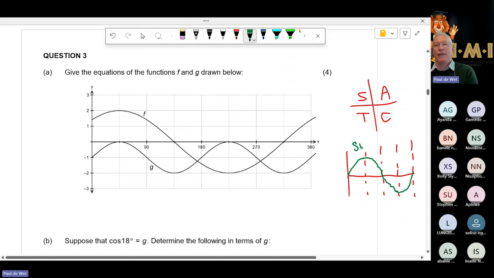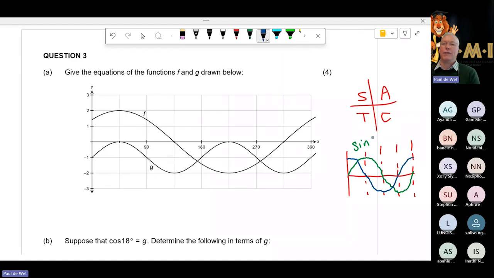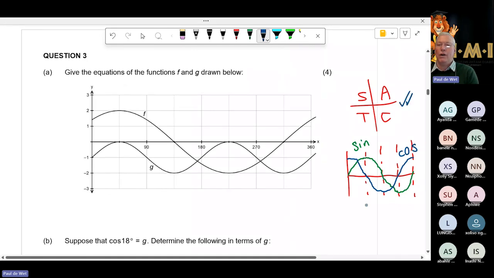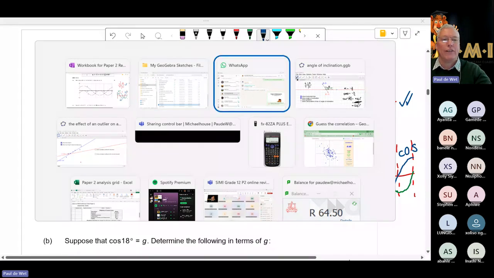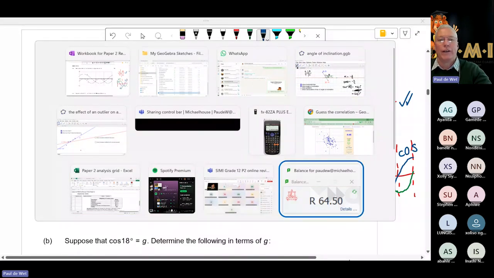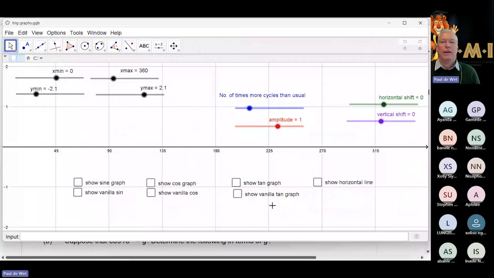This green graph is a sine graph. If I draw with the blue pen a cos graph, does it start off positive or negative? Positive. And then it goes negative. And then in quadrant 3, it is still negative. And in quadrant 4, it's positive. Do you see how this helps you draw these? Okay, right. Now, as we know, there's a whole lot of variations that we can have on our graphs. Okay, I'm just looking for a sketch here. There it is.